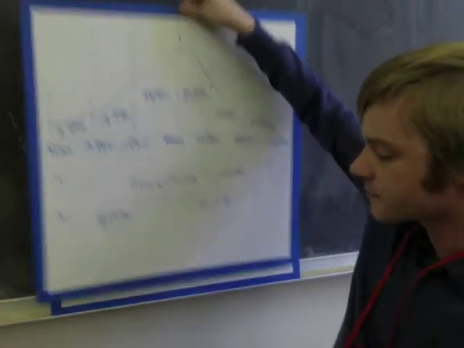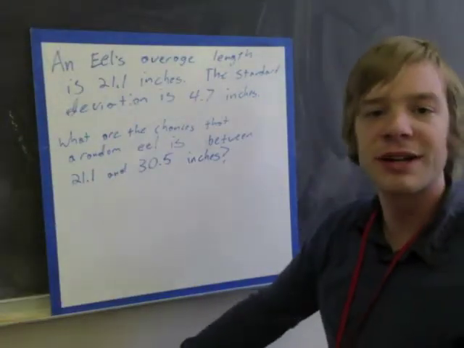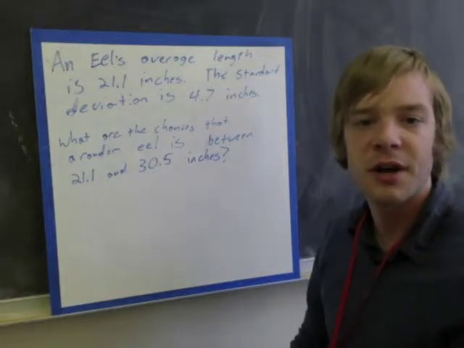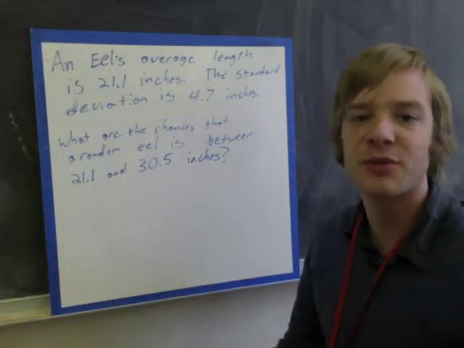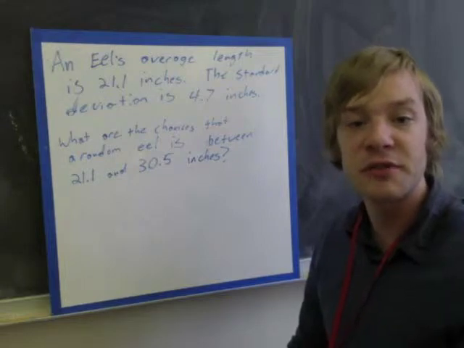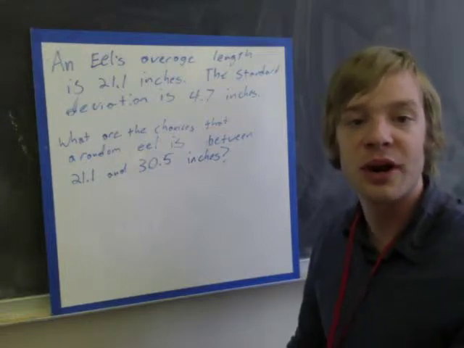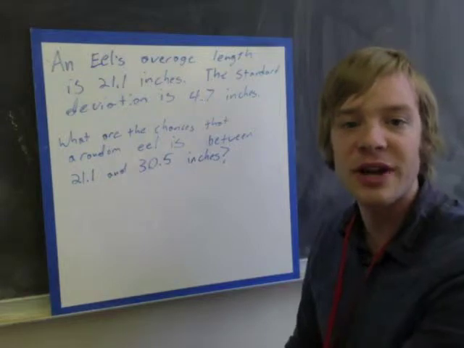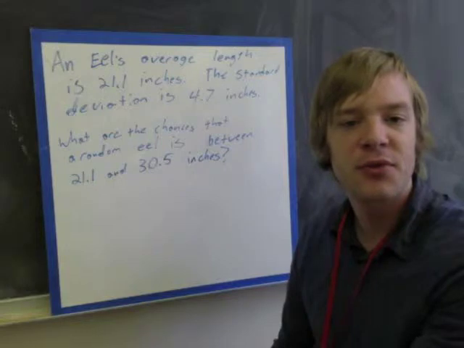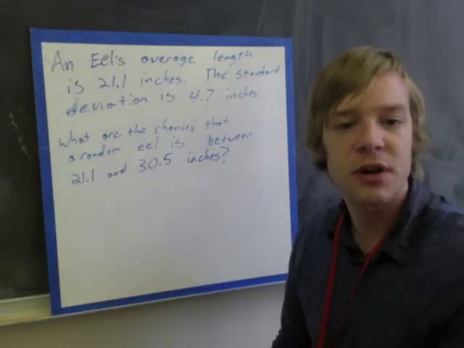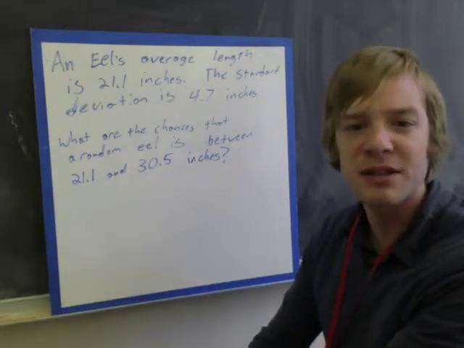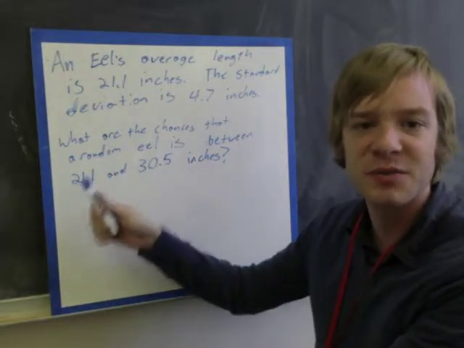Alright, so an eel has an average length of 21.1 inches. So we have a whole bunch of eels, and we took the average of all of their lengths, and we got 21.1 inches. And we're also told that the standard deviation of their length is 4.7 inches. So what I'm asking is, what are the chances that a randomly selected eel is between 21.1 and 30.5 inches? So we see here that we've already got the mean, the average. So this basically counts as a 0, because if I subtract the average minus what I'm told, I get 0.